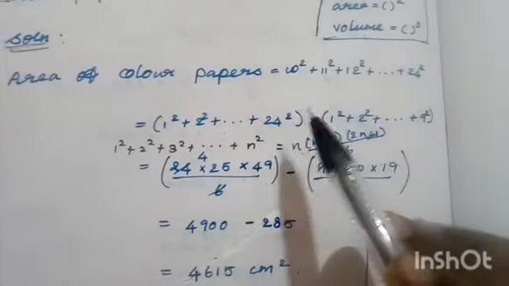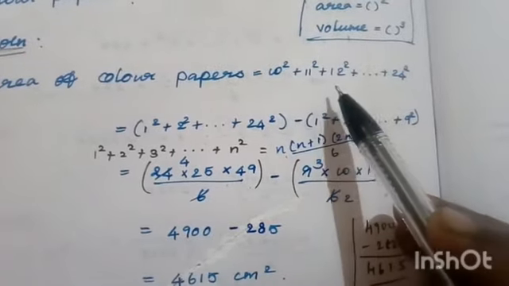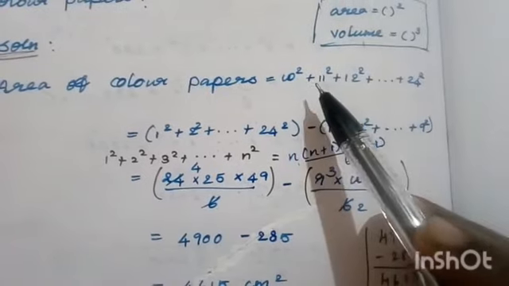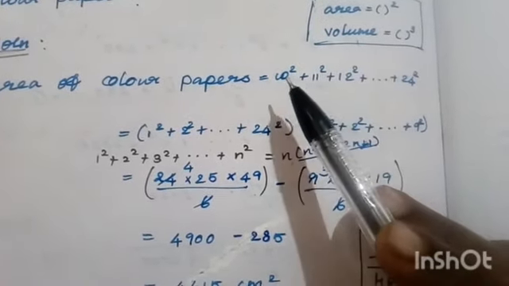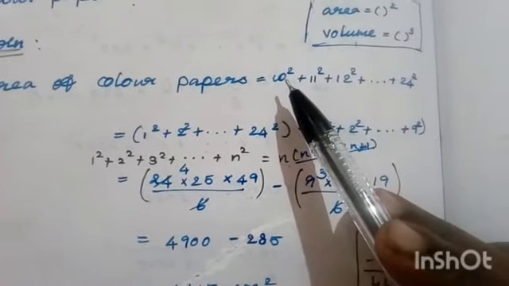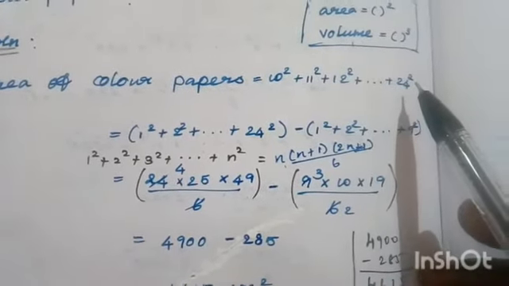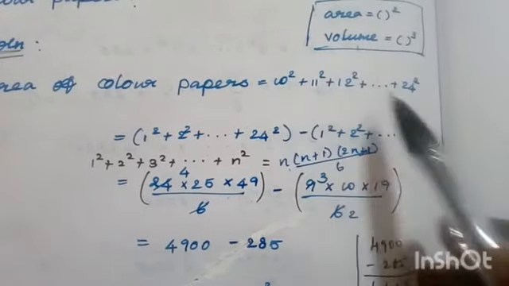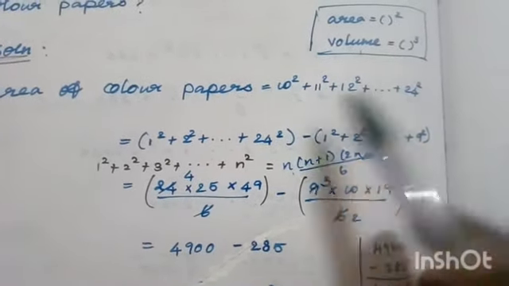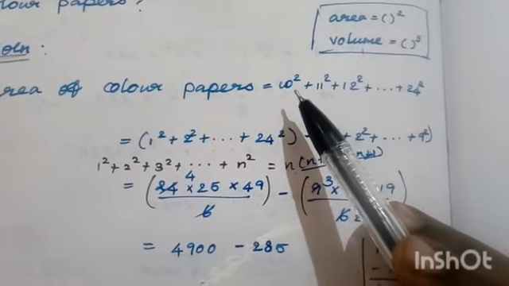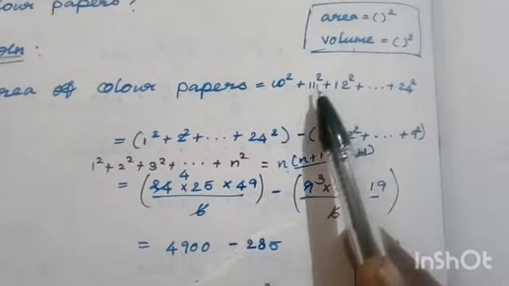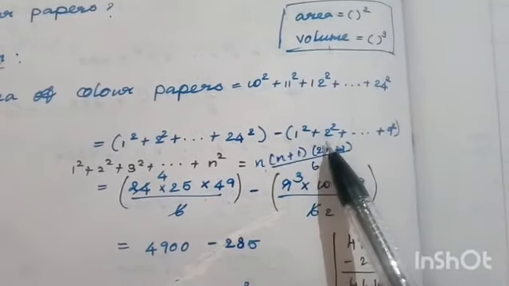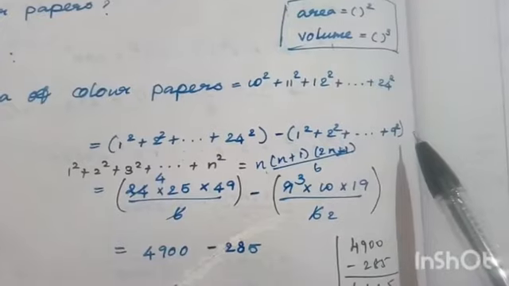First, you have to write the area of the color papers, that is 10 square plus 11 square plus 12 square plus up to 24 square. We know the formula from 1 square to n square, but this is starting from 10. So you have to find from 1 square to 24 square, then subtract 1 to 9 square, because we have to find only 10 square to 24 square. So 1 square to 9 square we have to remove. So this is rewritten as 1 square plus 2 square plus etc. to 24 square minus 1 square plus 2 square plus etc. to 9 square.